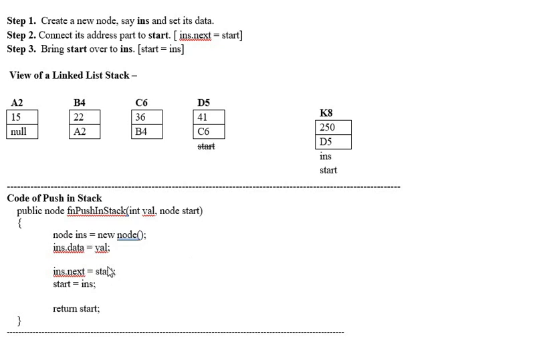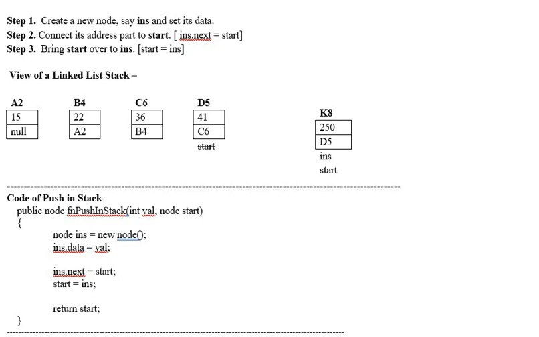So can you understand? Here start is moving over to ins, and then when this start will get returned, do you think it will hold the same value as it started with? It started with D5, but now it's going back with K8. Now in this way, I can keep on adding one more ins and one more ins, because every time I call push in stack, a new ins is getting created.